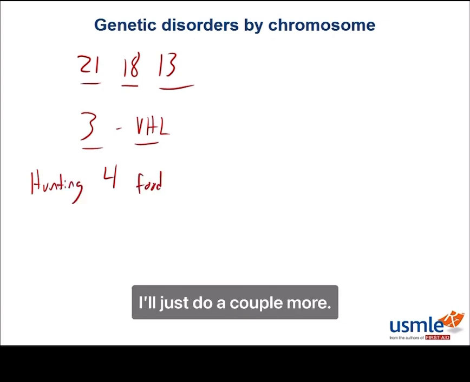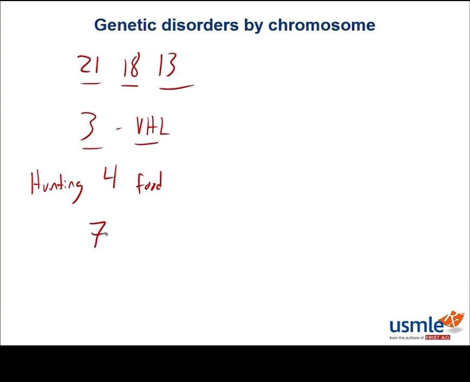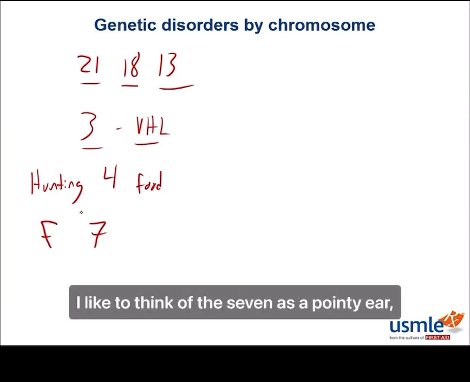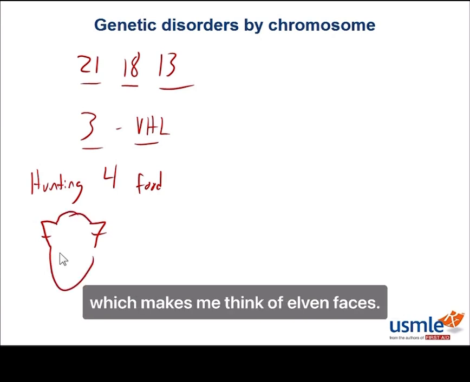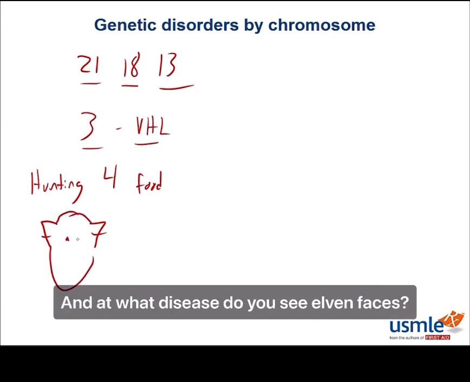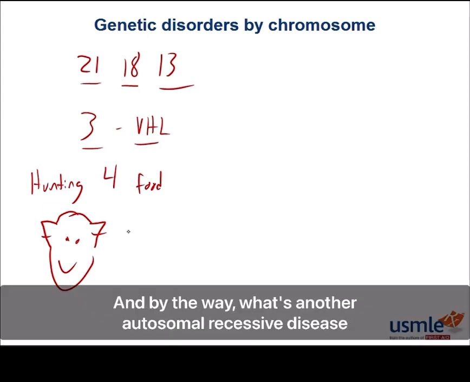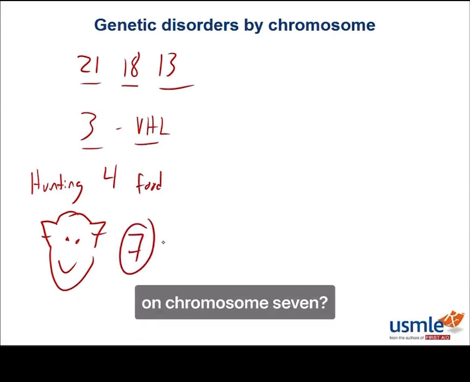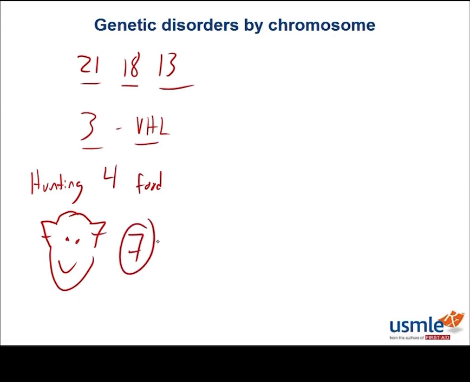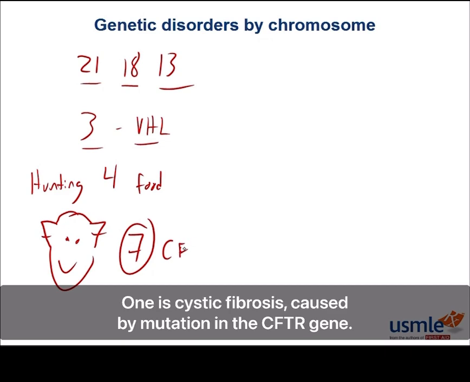I'll just do a couple more. What about chromosome 7? I like to think of the 7 as a pointy ear, which makes me think of elfin facies. And in what disease do you see elfin facies? Williams syndrome. And by the way, what's another autosomal recessive disease on chromosome 7? One is cystic fibrosis, caused by mutation in the CFTR gene.